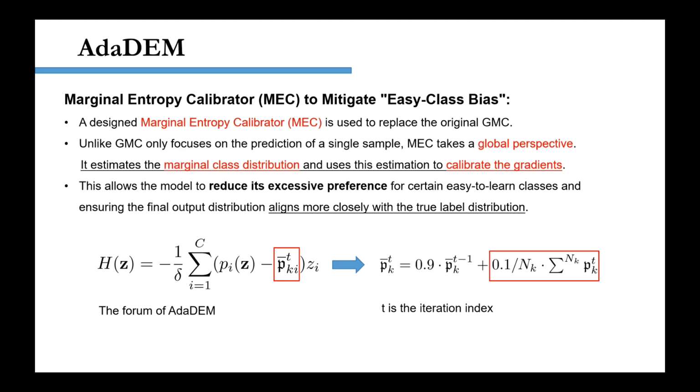To tackle the easy-class bias problem, we designed a marginal entropy calibrator to replace the original GMC. Unlike GMC, which only focuses on the prediction distribution of a single sample, the MEC takes a global perspective. It estimates the marginal class distribution across the entire dataset and uses this estimation to calibrate the gradients. This allows the model to be aware of global class information, reducing its excessive preference for certain easy-to-learn classes, and ensuring the final output distribution aligns more closely with the true label distribution.